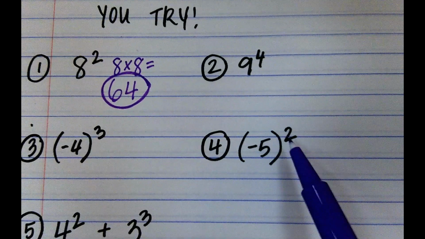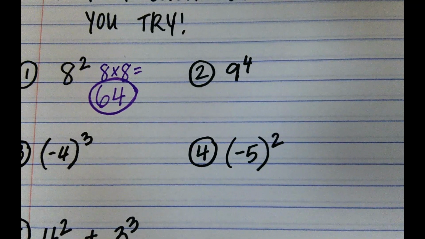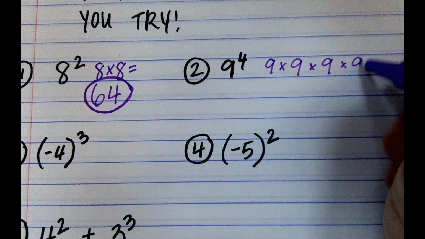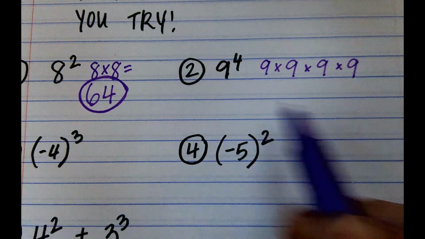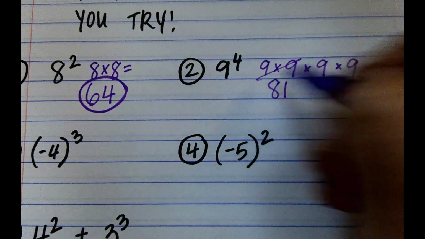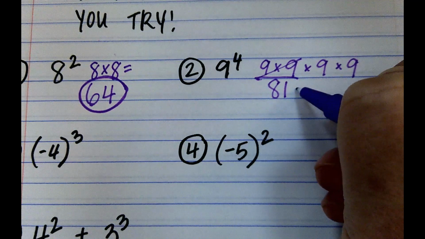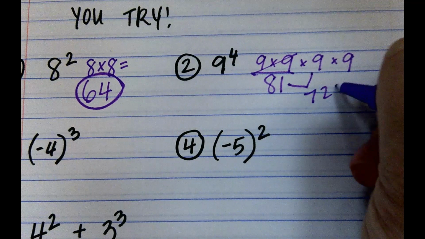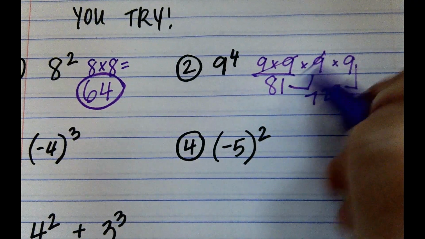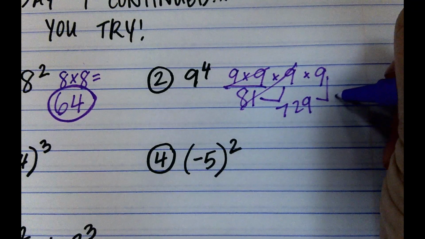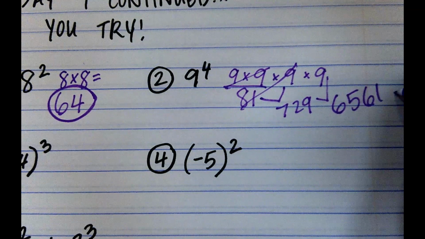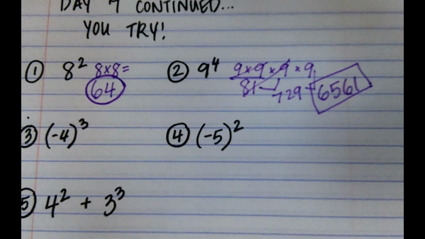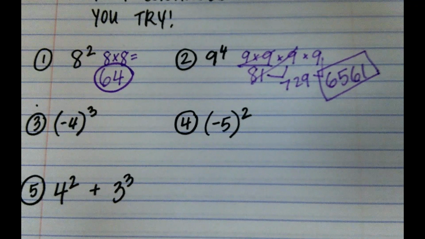Let's look at number 2. 9 to the 4th power. Yes, 9 times 9 times 9 times 9. 9 times 9 is 81. 81 times 9 is 729. 729 times 9 is 6,561. That's the answer I get. 6,561. Good.